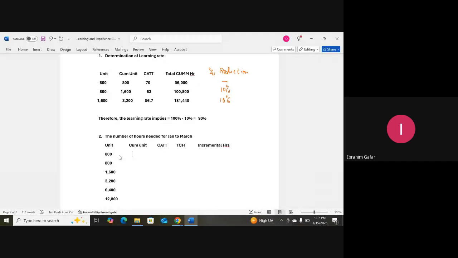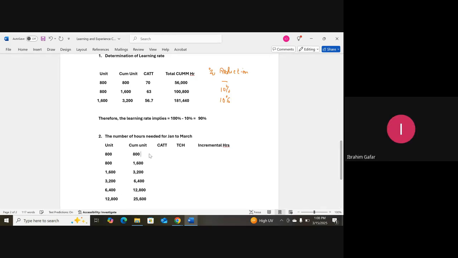What's going to be here? 800, followed by 1,600, followed by 3,200, followed by 6,400, followed by 12,800, followed by 25,600.